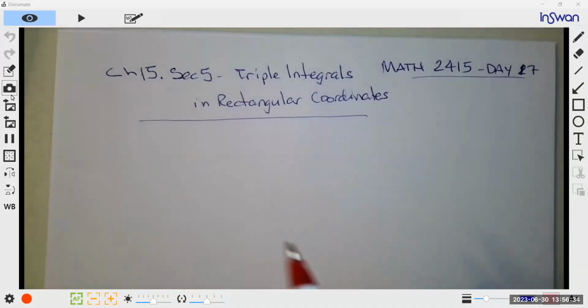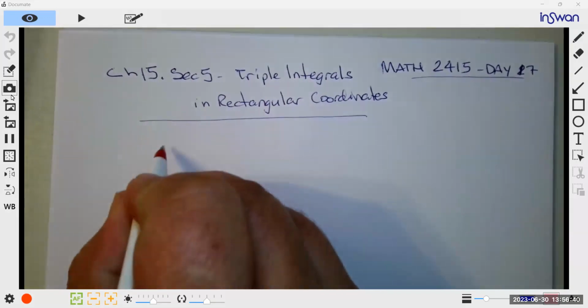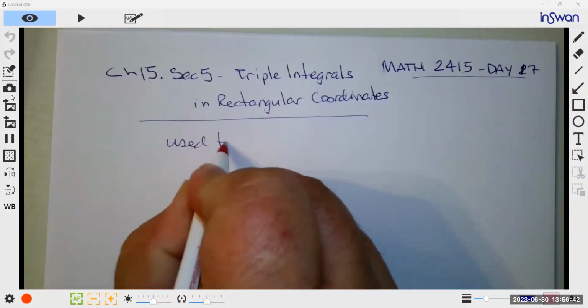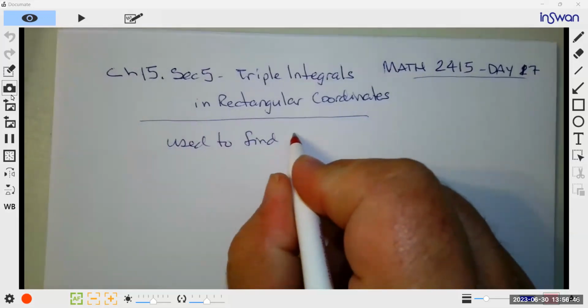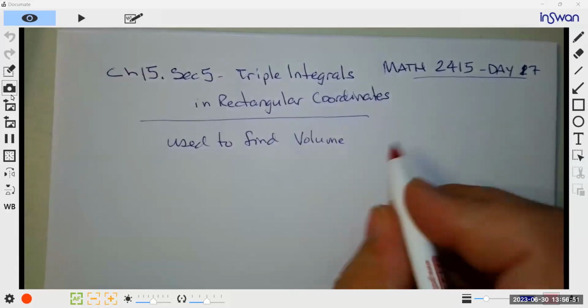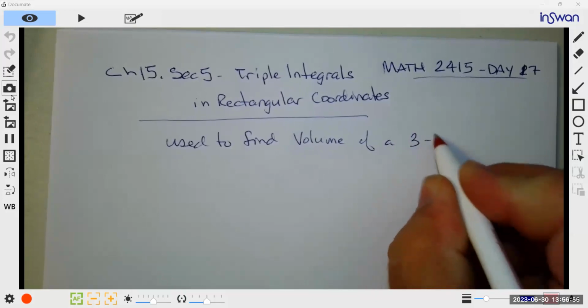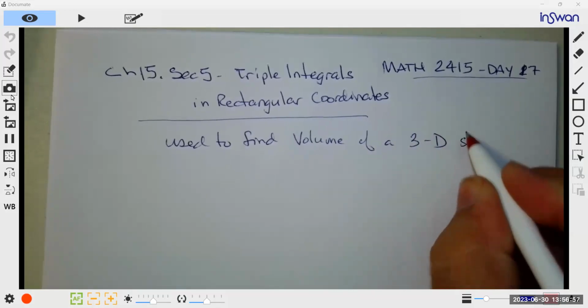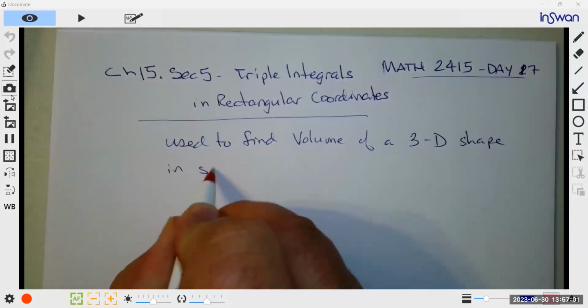Remember, integrals are used to find originally areas under a curve. Triple integrals are used to find the volume of a three-dimensional shape in space.